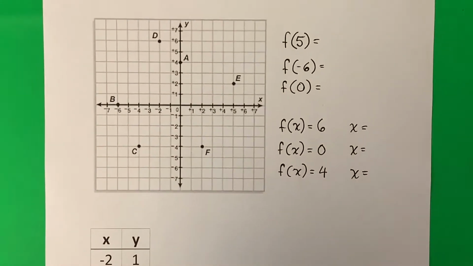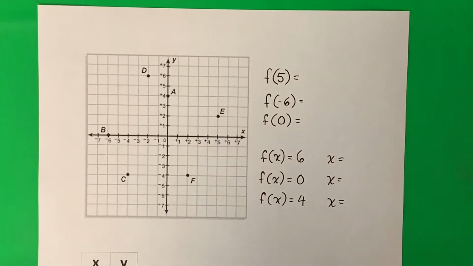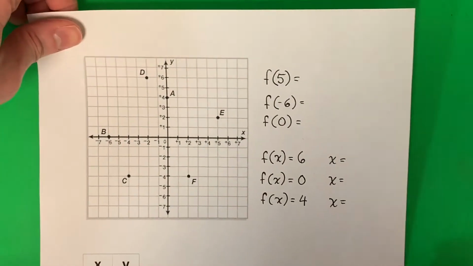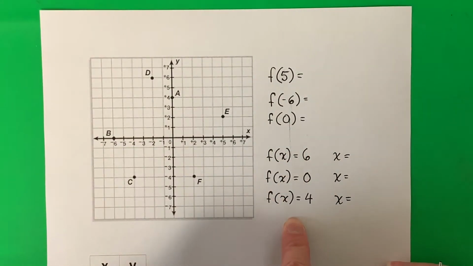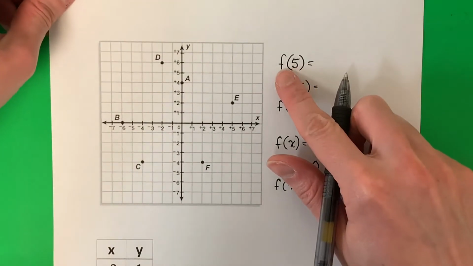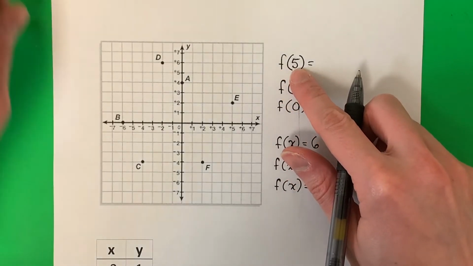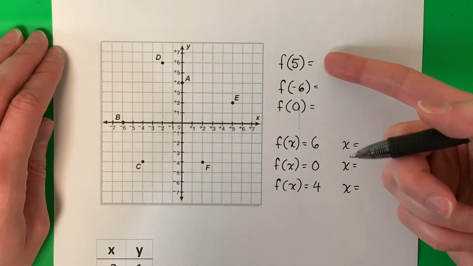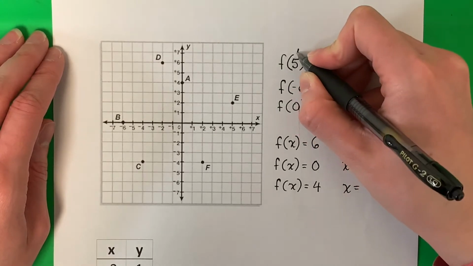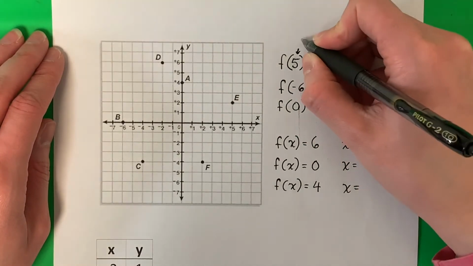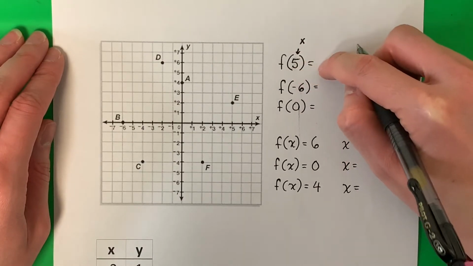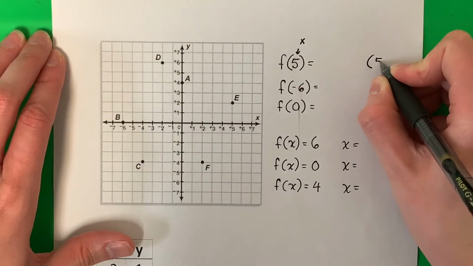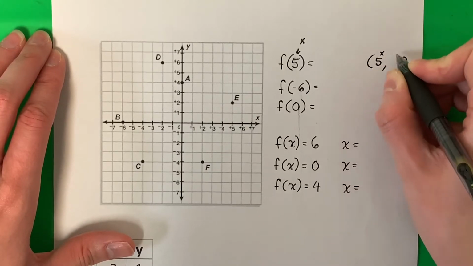Okay, let's try this worksheet real quick. Okay, so for this one, I have a graph, and they're asking me these questions. So if I have f of 5, let's see what the answer is. So f of 5, this is inside the parenthesis, so that is x. So if x is 5, what is y?